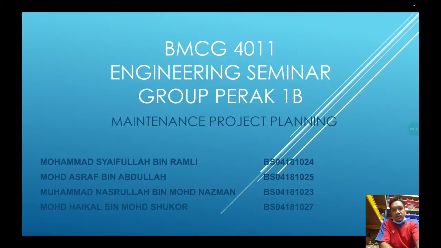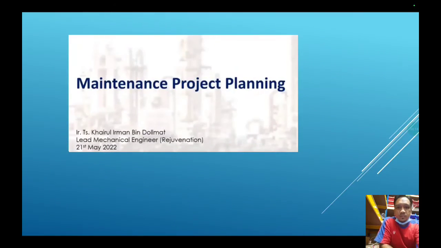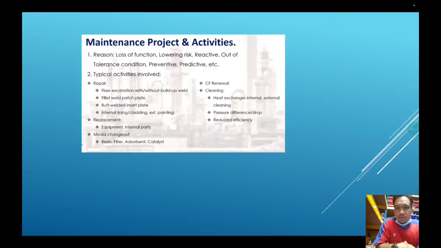Today I would like to present about the maintenance project planning from top 4. For maintenance project planning, there are two points. Point 1 is reason. Reasons include loss of function, lowering risk, reactive, out of tolerance condition, preventive and predictive. For number 2, typical activities involved.